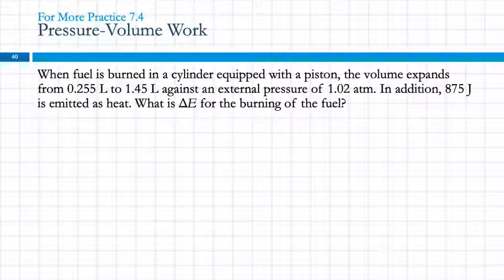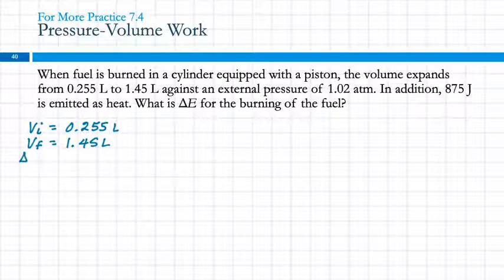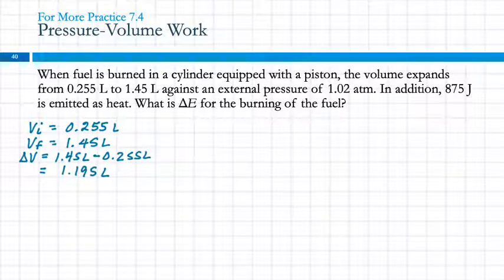Okay, so the volume initial is 0.255 liters, and the final volume is 1.45 liters. And we're going to need delta V, so let's just calculate it right away. 1.45 liters minus 0.255 liters. I'm going to put the units in there so I don't screw that up again. 1.45 minus 0.255. So the change in volume is 1.195 liters.